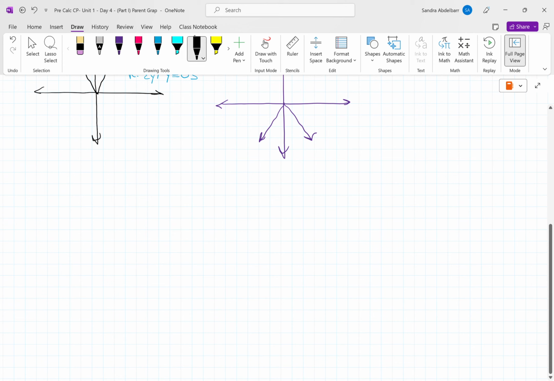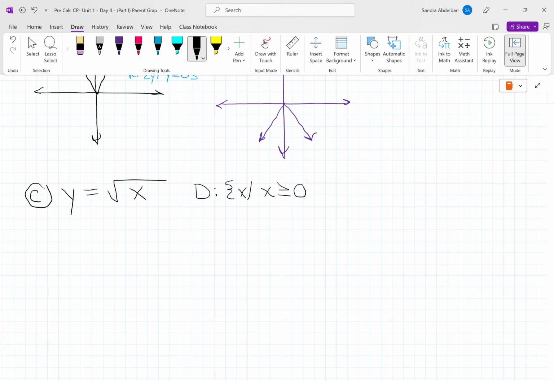Okay. The next parent graph we want to memorize is y equals the square root of x. Before I even sketch this, you tell me, there is a restriction on the domain. What is the domain here, since you guys are all domain experts at this point? What do we know? X must be what? Charles? Positive. Therefore, x has to be greater than or equal to 0. Remember that?